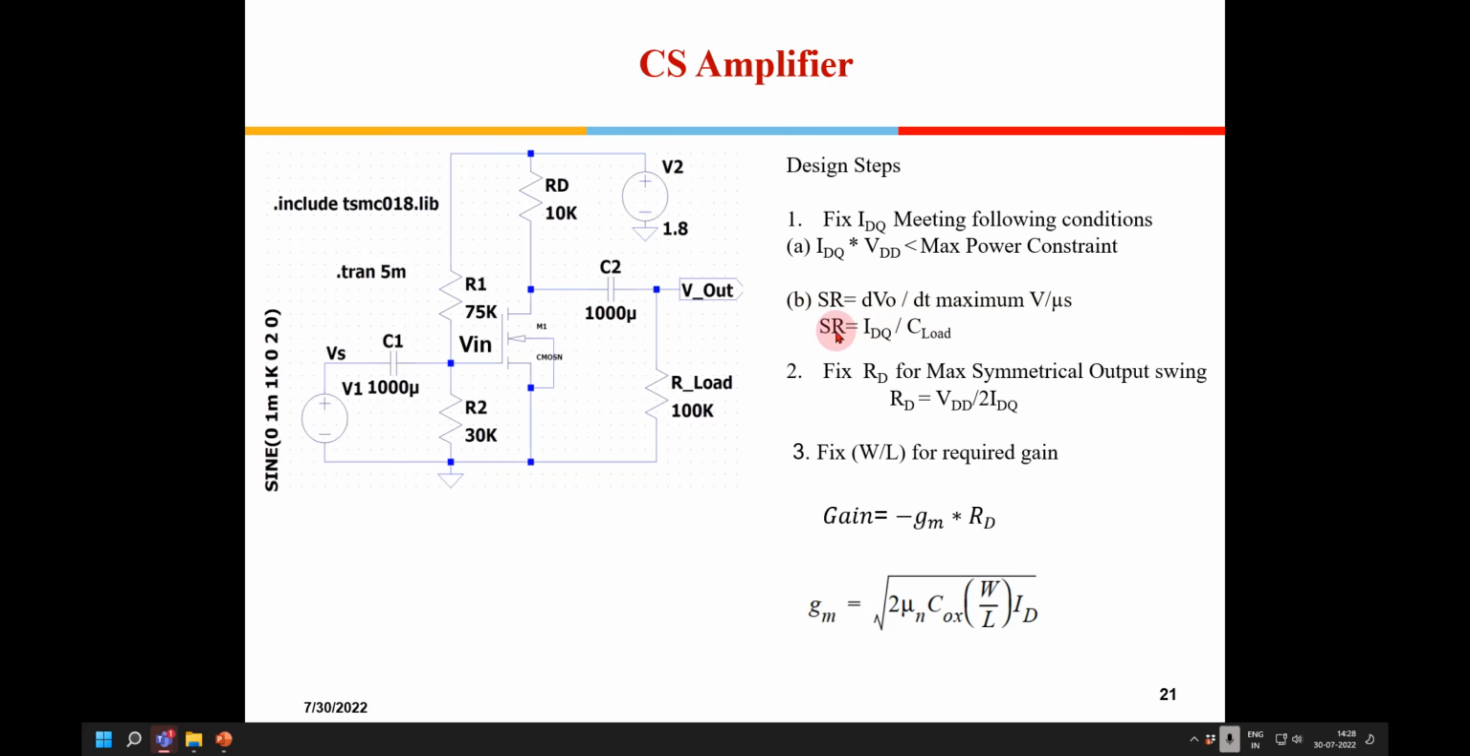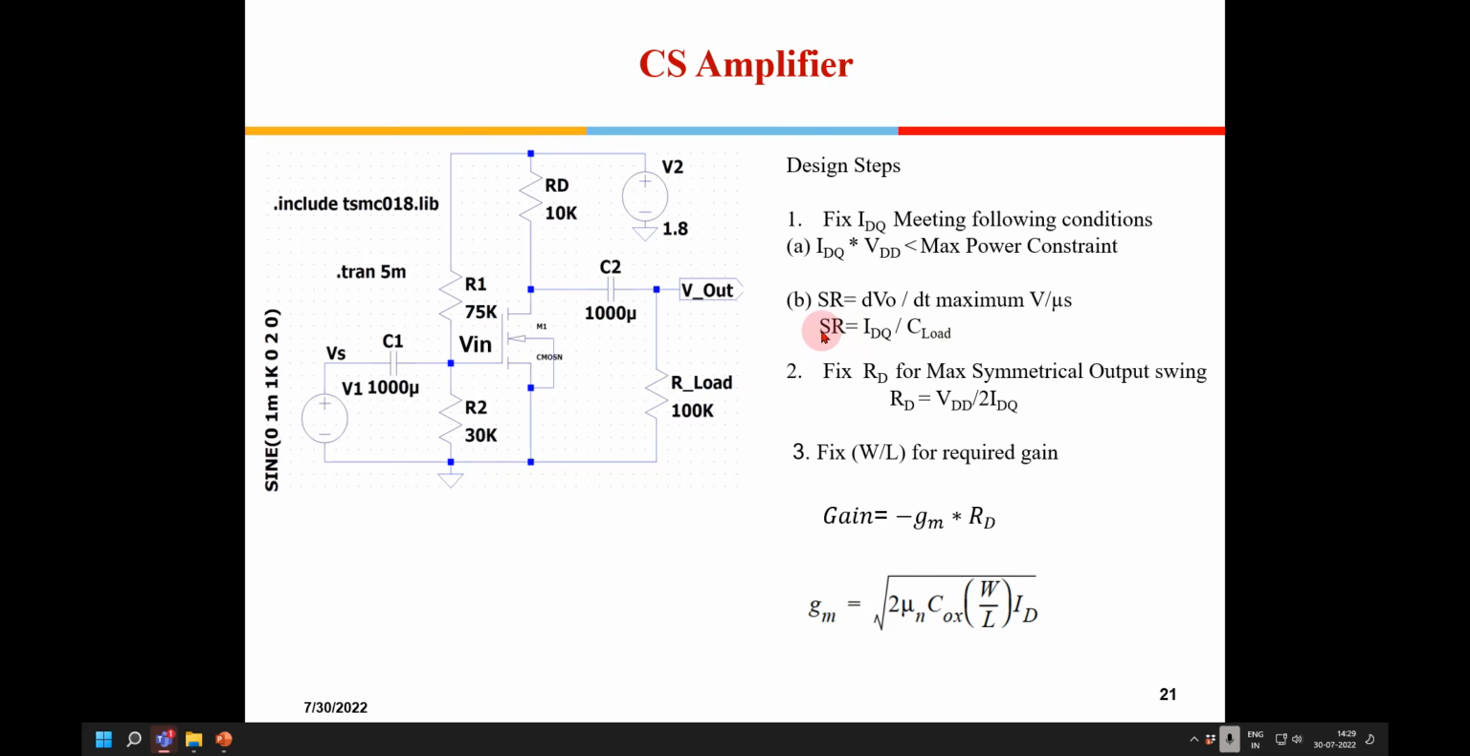So now if I want this output signal to change at a fast rate, I should have a large ID, right? So the slew rate is defined as ID divided by C load. This is a very simple derivation. You can just Google what the slew rate is and you will get this equation. Okay, understood this slew rate?